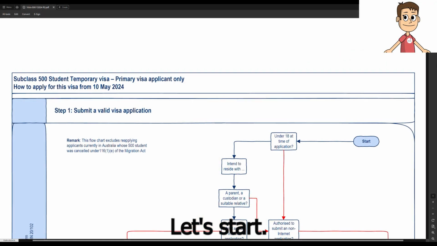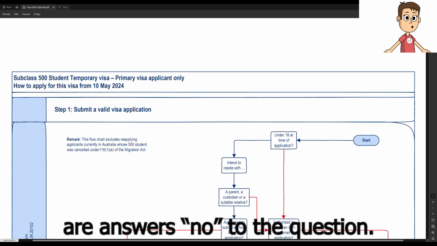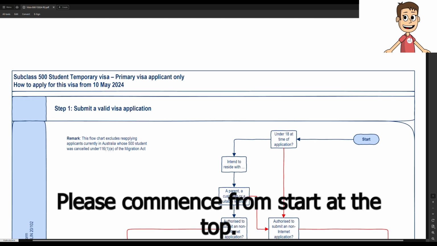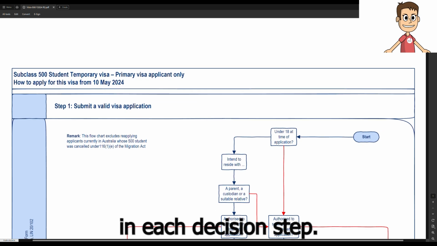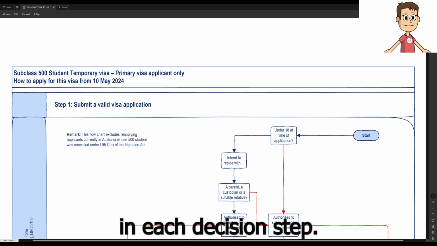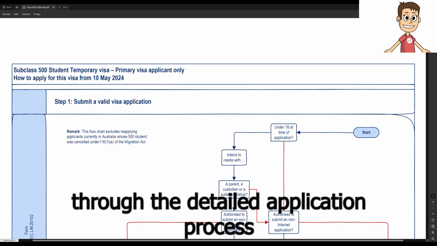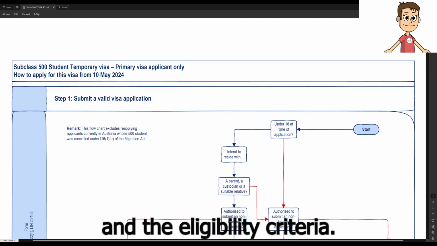Let's start. The red lines in this flow chart are answers no to the question in a decision step. Please commence from start at the top. Answer the question in each decision step. Follow the direction of the arrows to guide yourself through the detailed application process and the eligibility criteria.